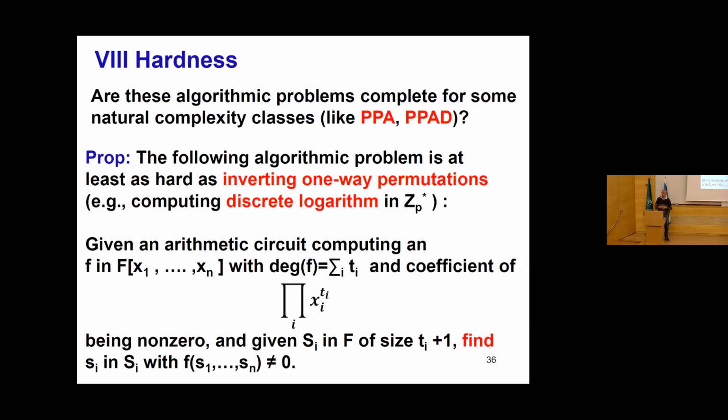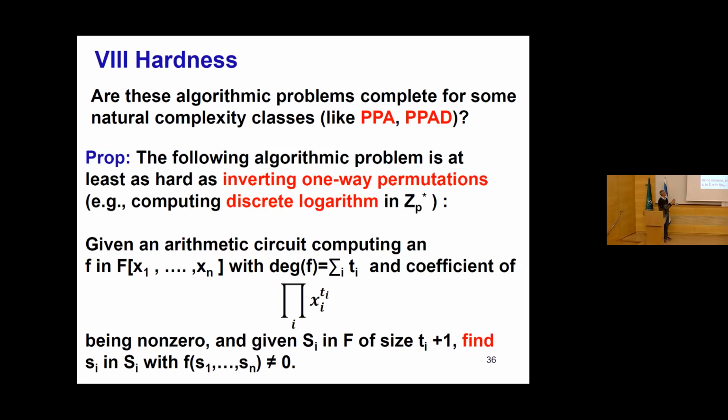And you may wonder if some of these algorithmic problems are complete for these complexity classes. These are complexity classes that always have solutions, and they deal with the difficulty of finding solutions. So I don't want to show anything about this, but here is a proposition. The following algorithmic problem is kind of the algorithmic problem corresponding to the combinatorial Nullstellensatz.